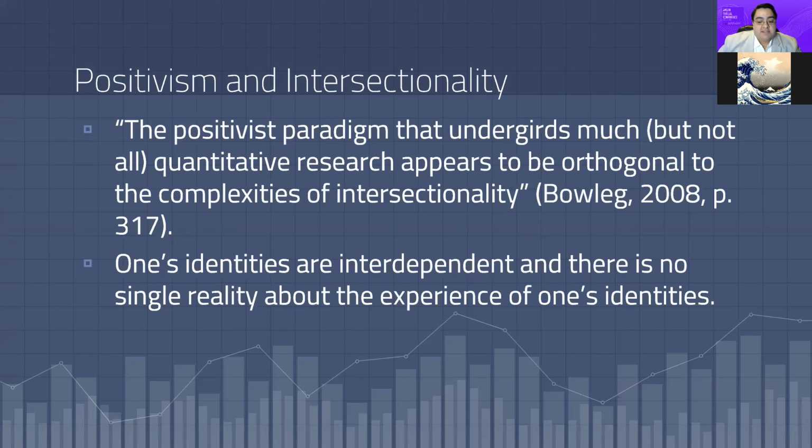What we also know is that interdependence of identity is important to consider. One's identities are interdependent and there's no single reality about the experience of one's identities. So as Bowleg states in her 2008 paper, interdependence, multidimensionality, and mutually constitutive relationships form the core of intersectionality, attributes that contradict the positivist assumptions inherent in most quantitative approaches. So what this means is that the typical quantitative approaches to intersectionality are not fully capturing what intersectionality is actually about. And I'll talk about some of the tensions that support that point.